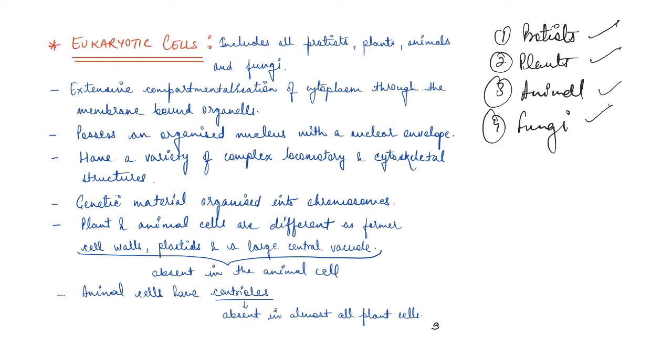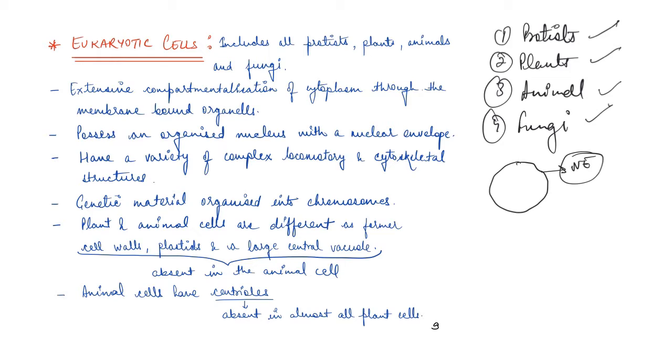Apart from all these organelles, the eukaryotic cell also possesses a very organized nucleus with a nuclear envelope. Again, this nuclear envelope is missing in the case of prokaryotic cell, right? Now, eukaryotic cells have a variety of locomotory and cytoskeleton structures as well. And again, these are very complex structures. And the genetic material which is present inside the nucleus is organized into chromosomes, right?